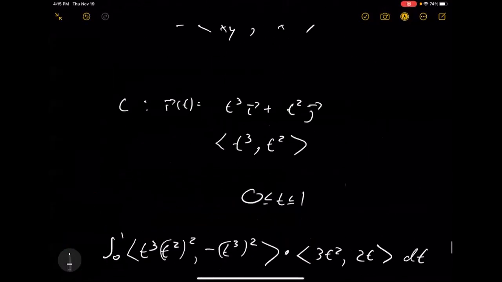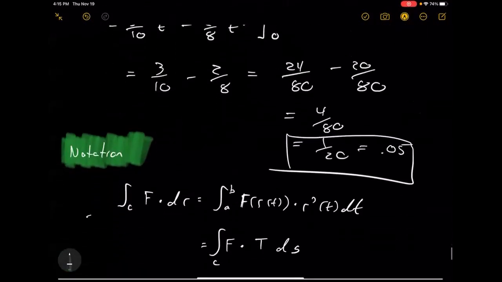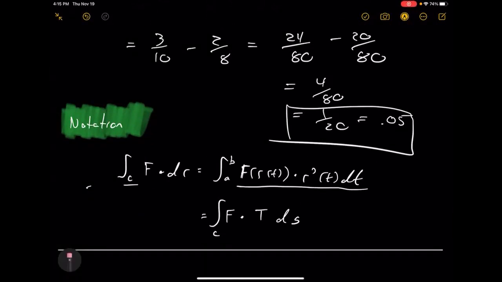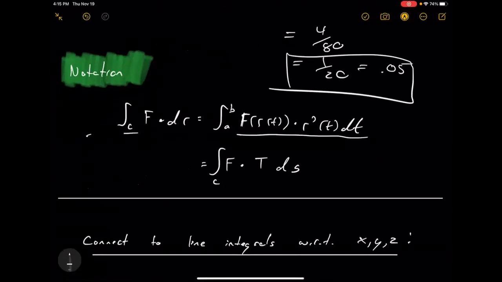Now, some notation. These notations all mean the same thing. Taking the integral of the vector field along the curve, C. You might see it expressed as F dot dr along C. You might see it as F of r(t) dot r prime of t dt, and this is the form most closely related to what we've just done. You might also see it as F dot capital T ds. All those mean the same thing, taking the line integral of the vector field along the curve C.